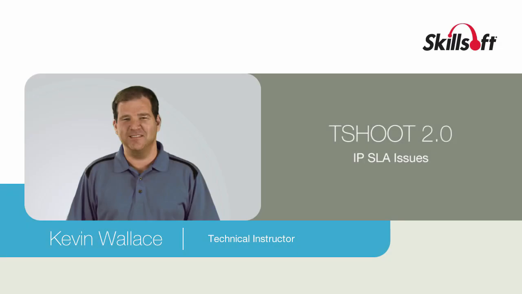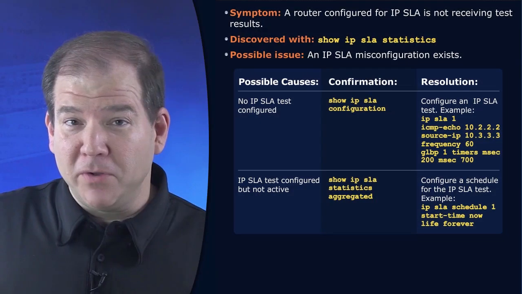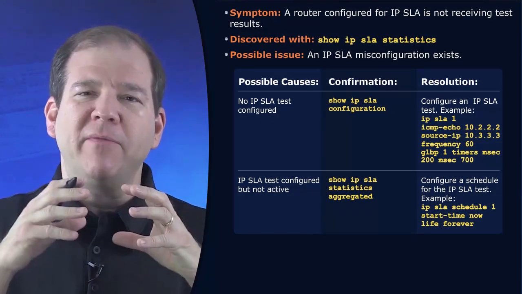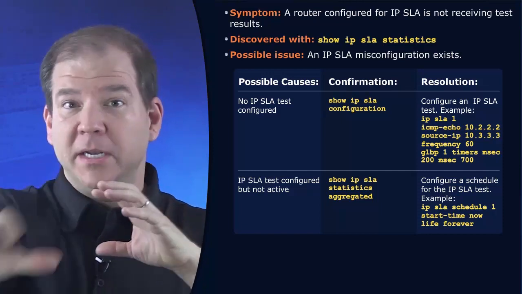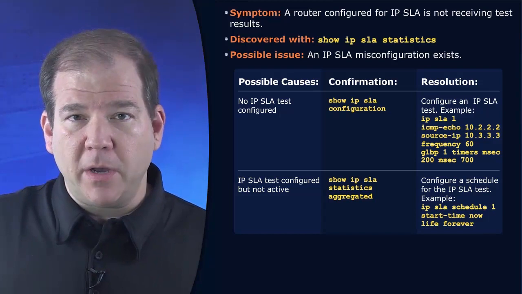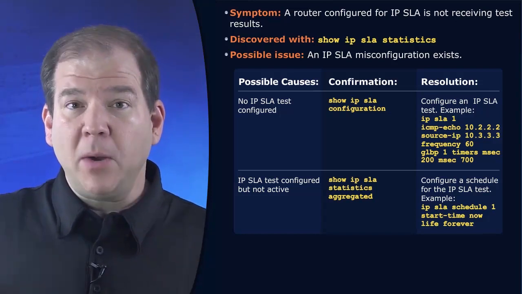Let's consider the troubleshooting of IP SLA. Service Level Agreement is what SLA stands for. And what we can do with IP SLA is generate traffic from one router in our network and send it to a far end router. That far end router could be configured with an SLA responder, and it can give us information about how the network treated that traffic.